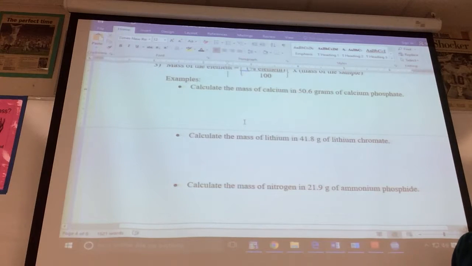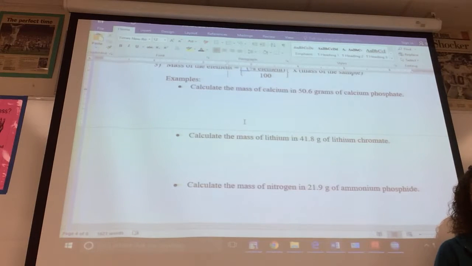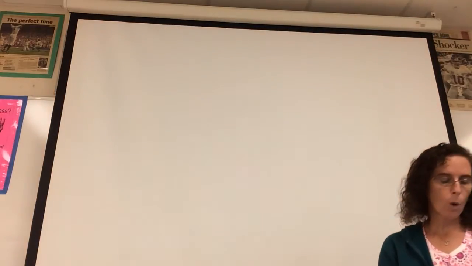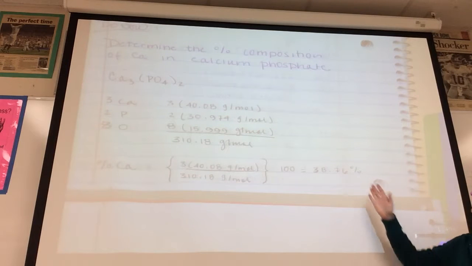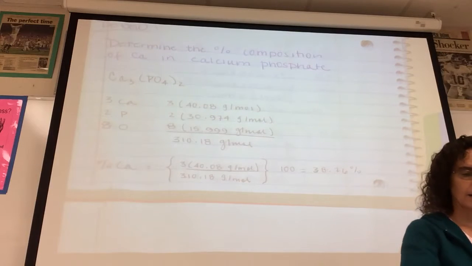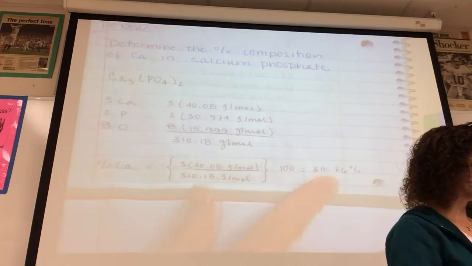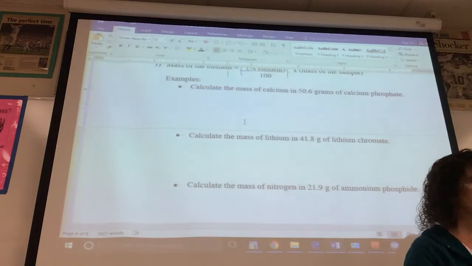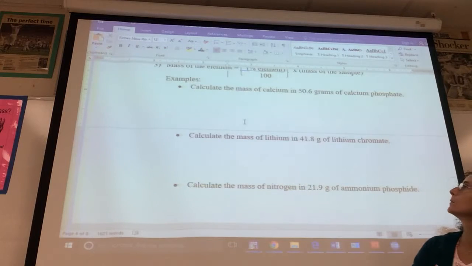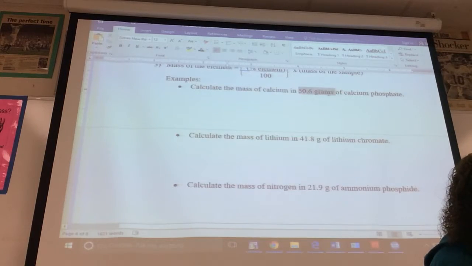All right, so the first problem says calculate the mass of calcium in 50.6 grams of calcium phosphate. So again, this is the do now that I set up for you. You already calculated the percent calcium in calcium phosphate. So what you need to do next is divide this by 100, or move the decimal 2 to the left, and then you multiply by the mass of the sample. And in this problem here, it said calculate the mass of calcium in a 50.6 gram sample of calcium phosphate. So the mass of the sample is right here.